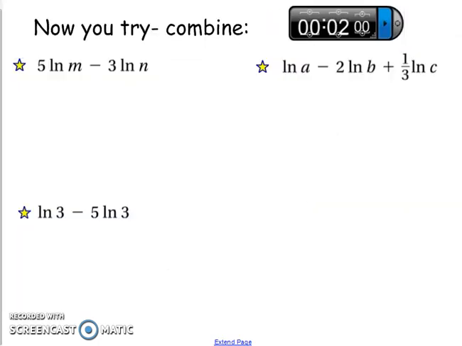So now we're just going to look at some more. So again, numbers in front go as exponents. So I have ln of m to the 5th minus the ln of n cubed. And then we're going to divide since we're subtracting. So we have the ln of m to the 5th over n cubed.